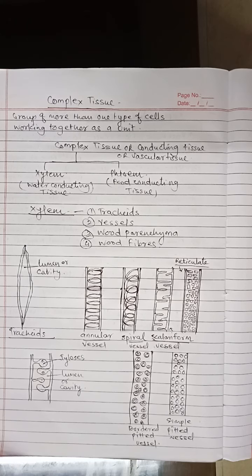Then the pitted type of thickening. In this case, the entire inner surface of the cell wall is thickened, leaving small unthickened areas here and there called as the pits. The pits are present in pairs lying against each other on the opposite side of the wall. The portion of the original cell wall that separates the two pits is called the closing membrane. The pits are of two types, simple pits and bordered pits.